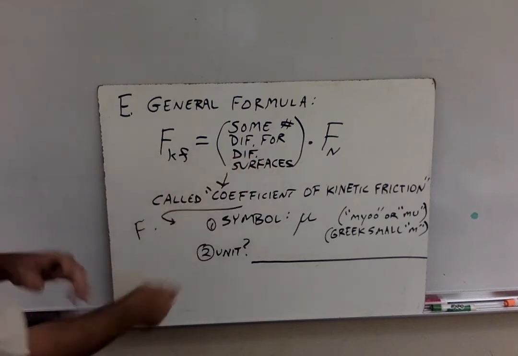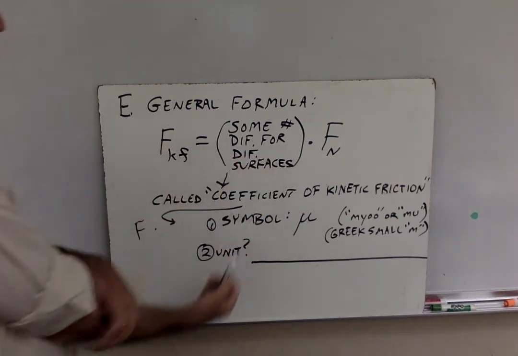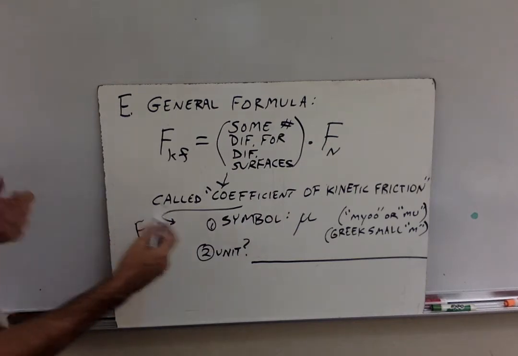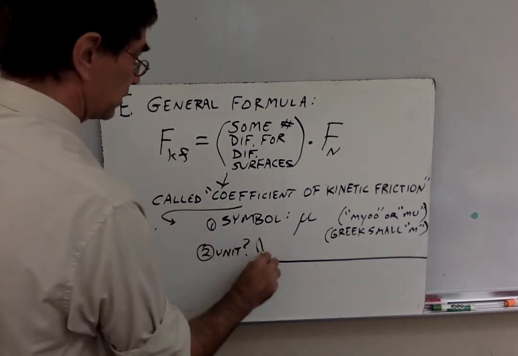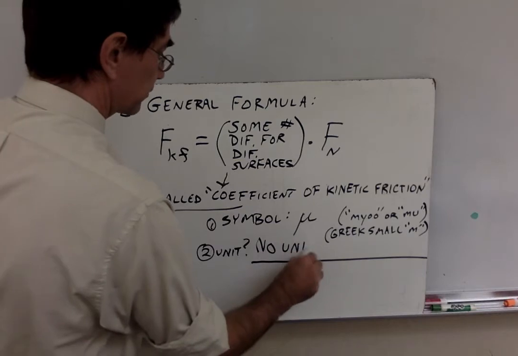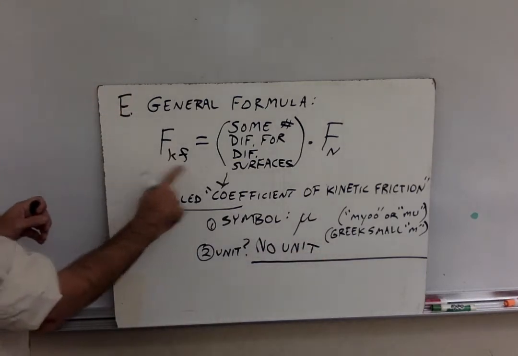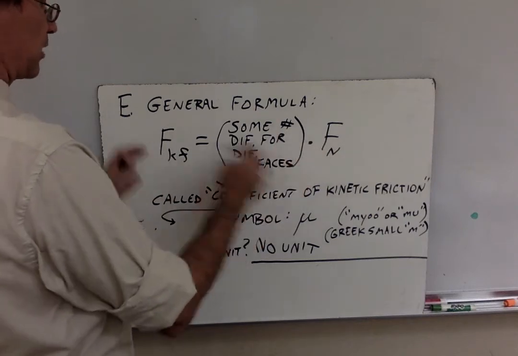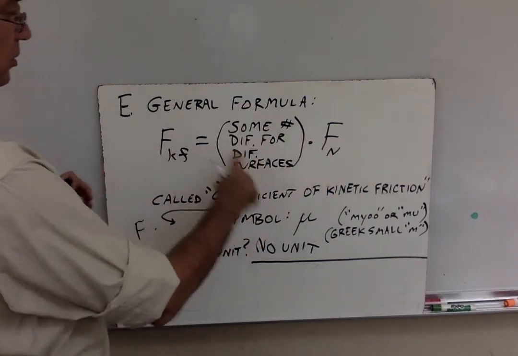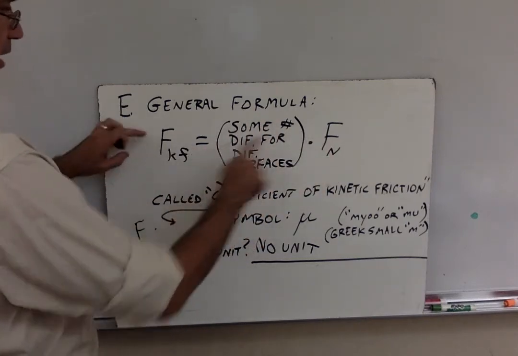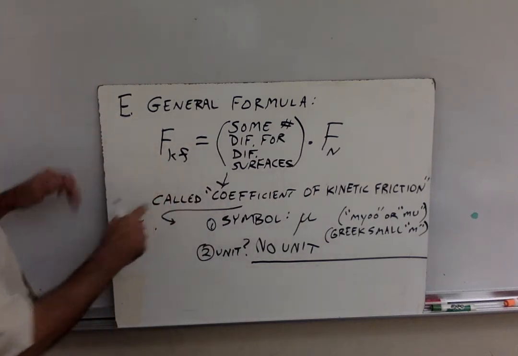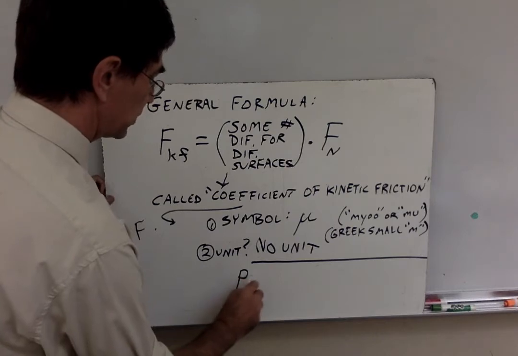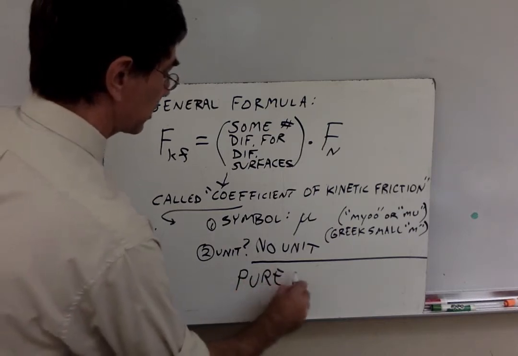Now look at this and see if you can figure out what the unit for mu would be. This is in newtons and that's in newtons. The unit is, it has no unit. Because this is in newtons and that's in newtons, you don't need this to be in any unit to cancel anything out and give you newtons. Or imagine solving for this. You would move this under here and you get newtons over newtons, which goes away. It's a pure number. Mu is a pure number, a pure coefficient number.